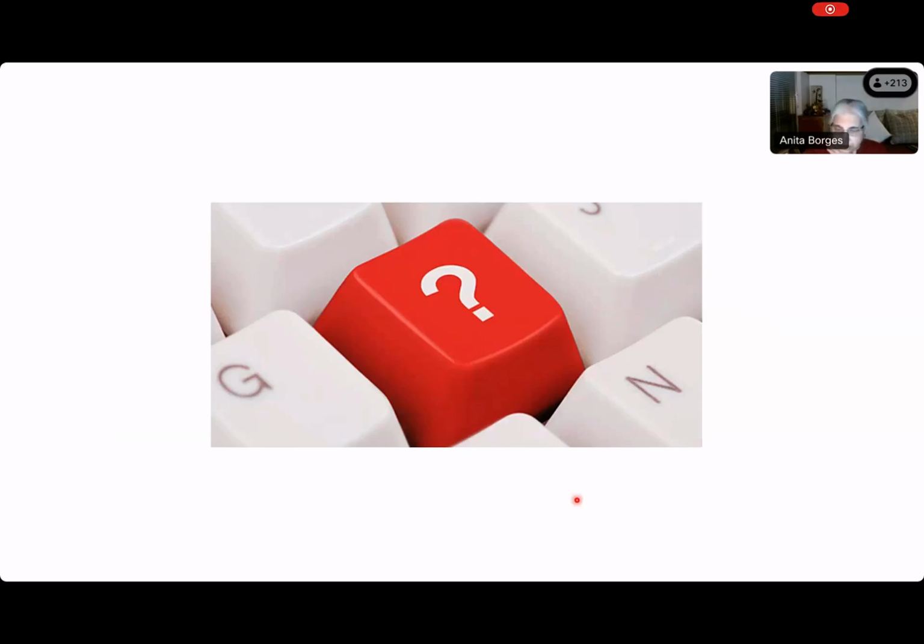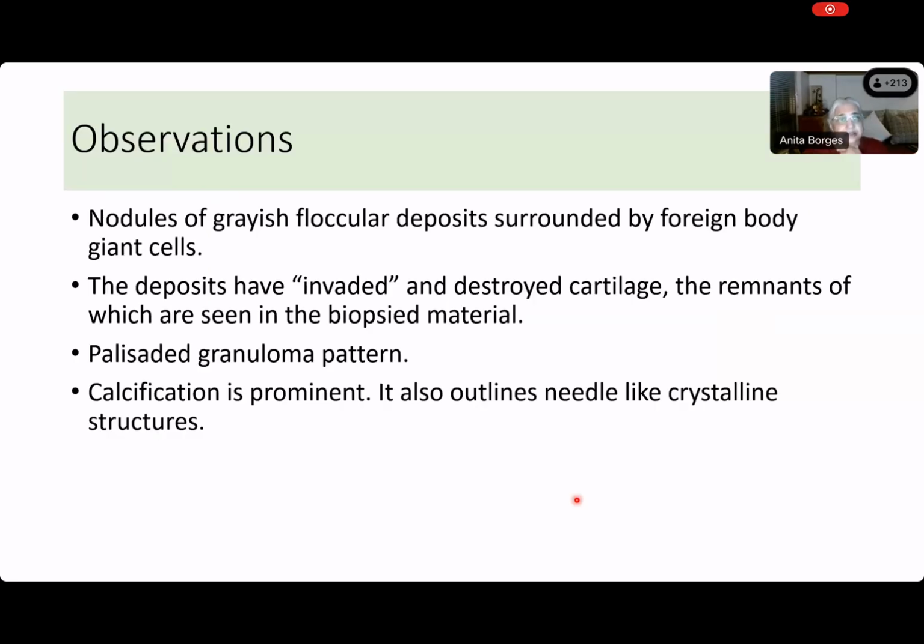All right. So come on, Mansi, what is it that you have observed over here? We have seen nodules of floccular deposits which are surrounded by a granulomatous reaction, which is histiocytic, as well as foreign body giant cells. So that is a palisaded granuloma pattern. And there are areas of needle-shaped crystals within the calcification area. Yes, and the deposits have almost invaded, so to speak, destroyed cartilage and some remnants of bone, which are seen in this biopsy material.